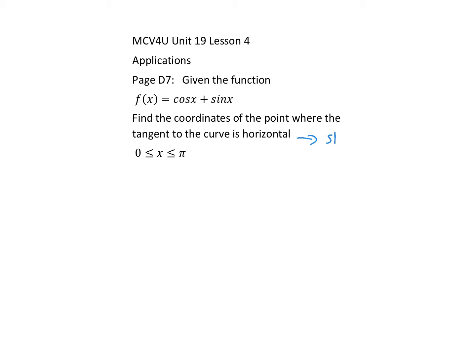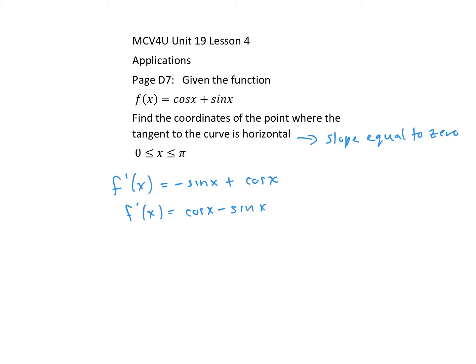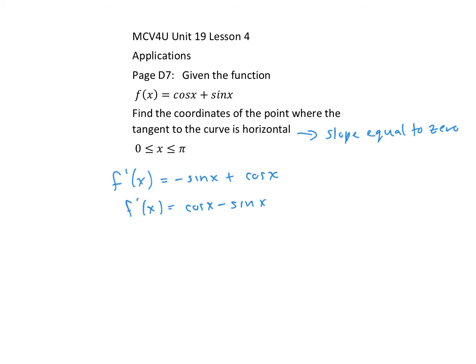All right, so we'll just write that in here. So slope will be equal to 0 if it is horizontal. So what we want to do is differentiate the function cos x plus sin x. So the derivative of cos x is minus sin x, and the derivative of sin x is cos x. I'm just going to put the cos x first because it's positive, and the sin x second because it's negative.